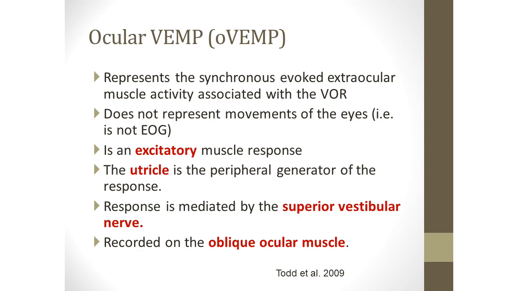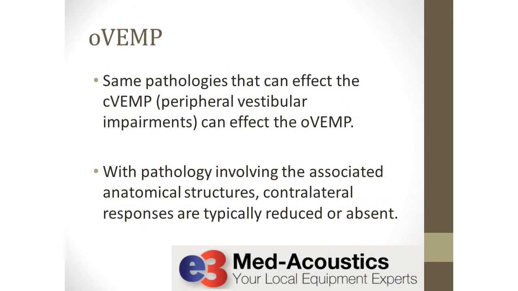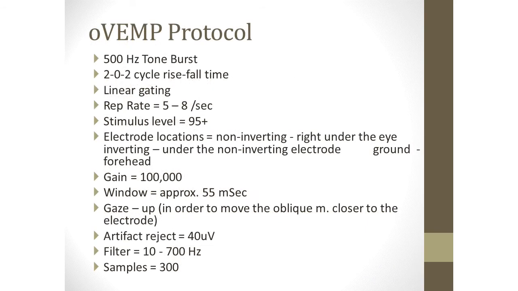That's an excitatory response. It's not inhibitory. So the patient doesn't have to do anything except look up. And now we are getting a response not from the saccule, but the utricle, and not from the inferior vestibular nerve, but the superior vestibular nerve. And we're recording it on one of the ocular muscles below the eye. I'll show you how you put the electrodes on in a minute. You're going to identify the same type of pathologies as you did with the CVEMP, so that's good.